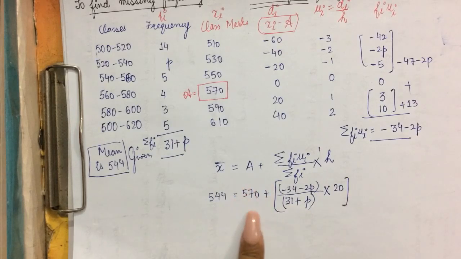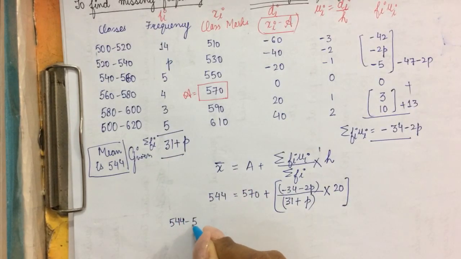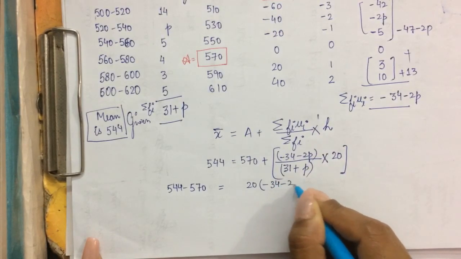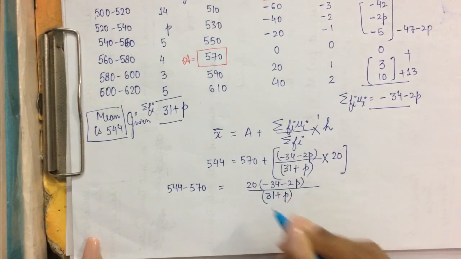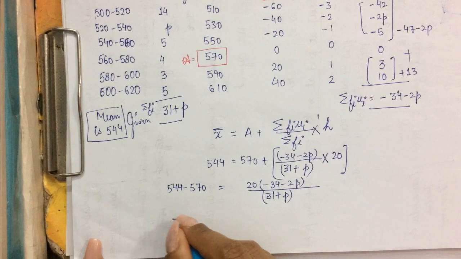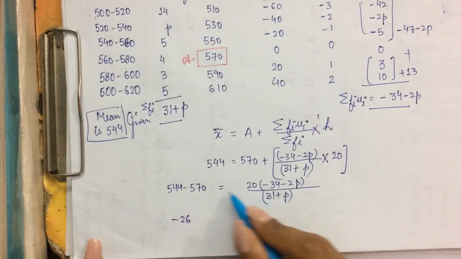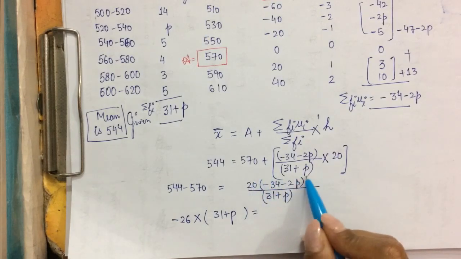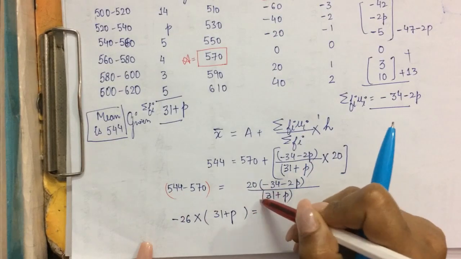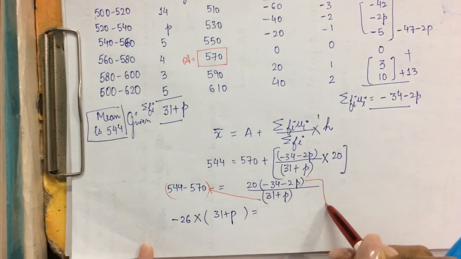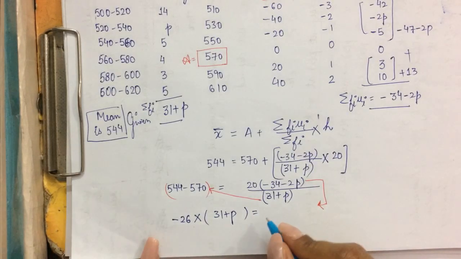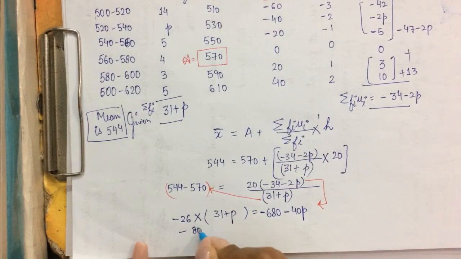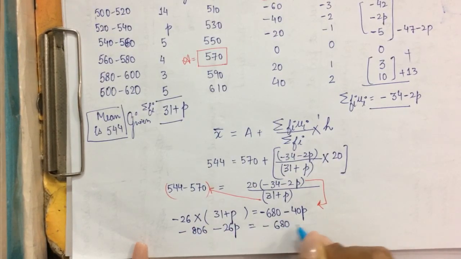So I need to solve this and then this will be added. I'll be keeping this on one side. I'm transposing 570 to my left hand side. So 544 minus 570 equals 20 into minus 34 minus 2p upon 31 plus p. Take your time and solve it very carefully. This gives me minus 26. I am transposing this to the left hand side, it will be multiplied here. 31 plus p equals, and side by side I am simplifying the numerator. So this has been transposed to this side, multiplied, and I'm solving it and writing the answer here. This gives me minus 680 minus 40p. Solving further, this becomes minus 806 minus 26p equals minus 680 minus 40p.